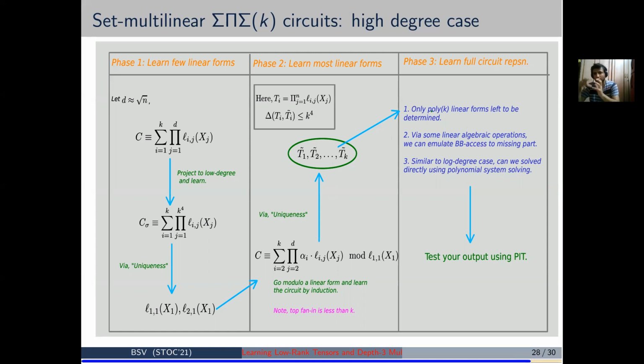And once we get black box access to the missing part, we can use the low degree setting that we proved earlier. Throughout the algorithm, if we came across a spurious solution, we can just throw it out at the end by doing a testing step. We can just check if our circuit computes the polynomial via PIT. So this algorithm learns set-multilinear depth-three circuits even in the high degree setting.